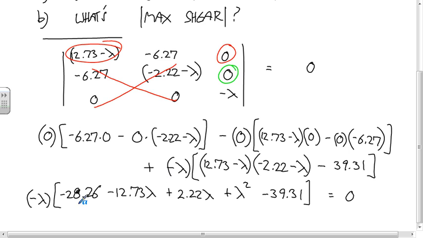And combine all these and you get negative lambda times lambda squared minus 10.51 lambda, and then minus 67.57 is equal to 0.